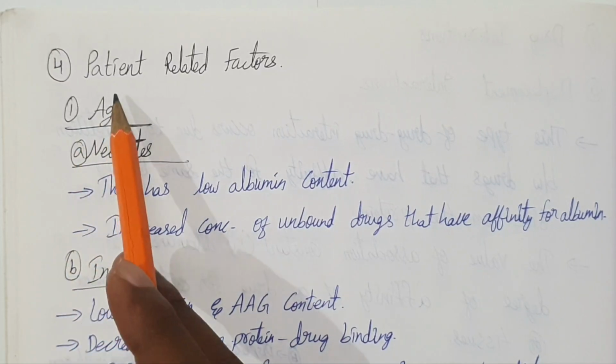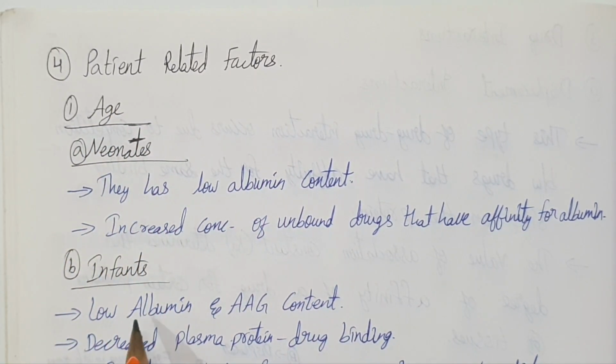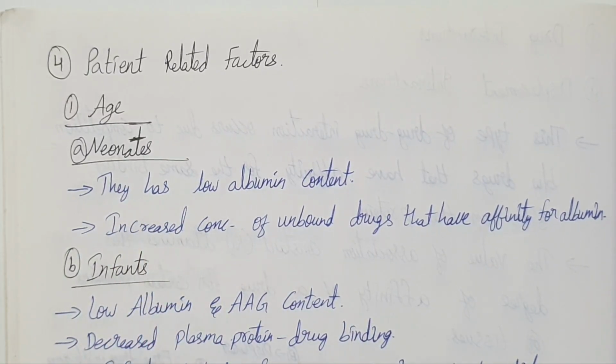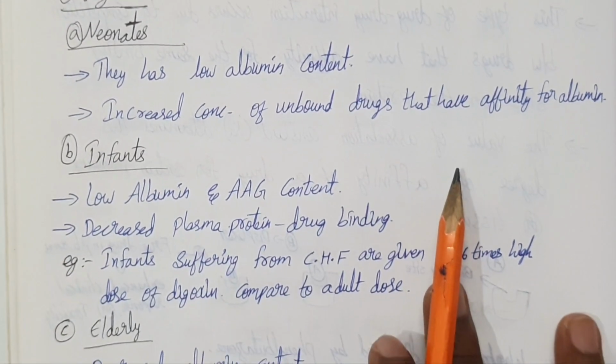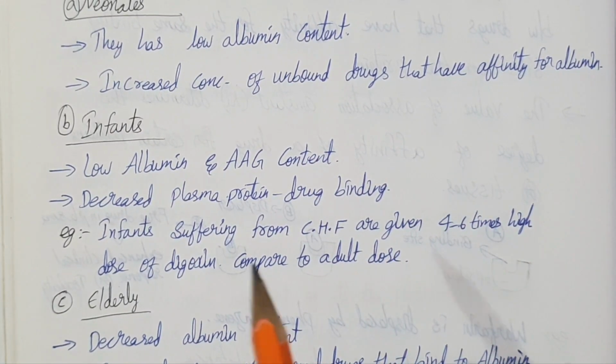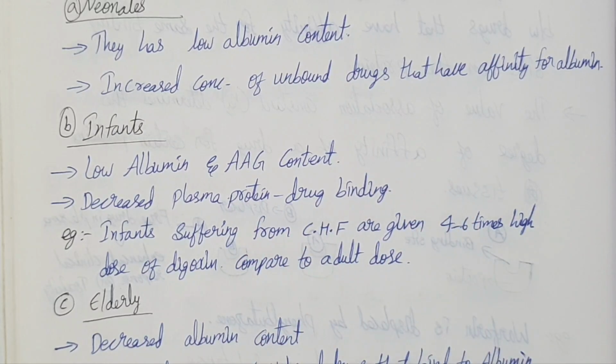Finally, let's look at patient-related factors. First one here is age. Under age, we have neonates, infants, elderly. Neonates have low albumin content. So, more free drug concentration because the drug has nothing to bind with. So, if more free drug concentration, the risk of toxicity also increases. Then, talking about the infants. In infants, both albumin and AAG content are very low. So they need higher doses of drugs like digoxin compared to adults.